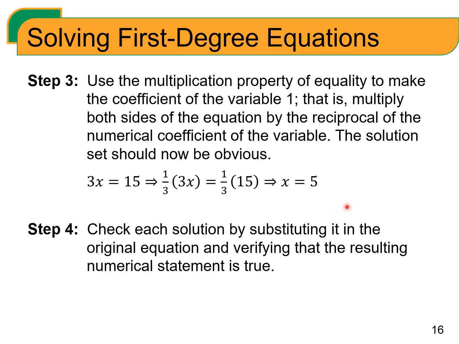You can always check your answer by plugging 5 into the original equation to see if you obtain a true statement. So let's go ahead and do this on the left-hand side only. 3x minus 2. We replace x by 5. And we have 15 minus 2. Then we get 13, which is the right-hand side. Therefore, we know 5 is the correct answer.